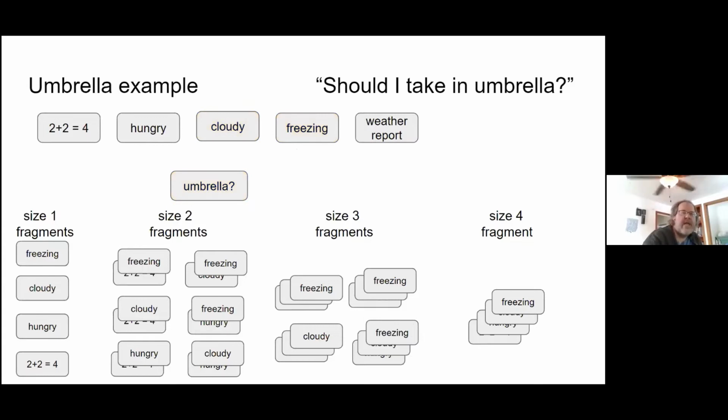Now we could add a weather report. If I have a weather report, well, now the weather report tells me whether or not I should take an umbrella. I don't need to look at the cloudy and the freezing. And my fragmentation on this new brain with this extra piece of information is now 1. I only have to consider 1 piece of information.